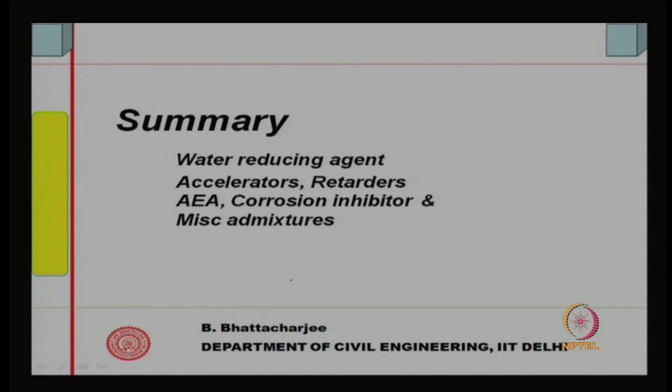I think that finishes our discussion on chemical admixtures. In total, we have seen water reducing admixtures in more detail than any other admixtures, in the last two lectures, because around 60% of admixtures are these, the most common ones. Then follow accelerators, retarders, and we also looked into air entraining agents, corrosion inhibitors, shrinkage reducing admixtures, and alkali aggregate reaction inhibitors, etcetera. With this we finish our discussion on chemical admixtures. In the next lecture, we will look into mineral admixtures.